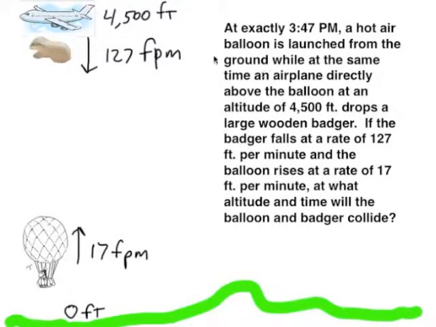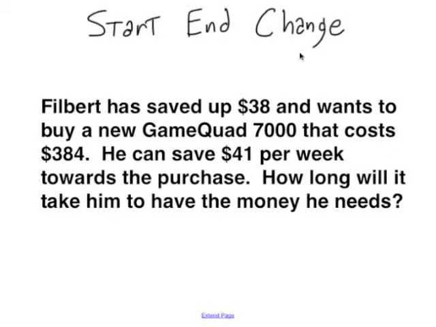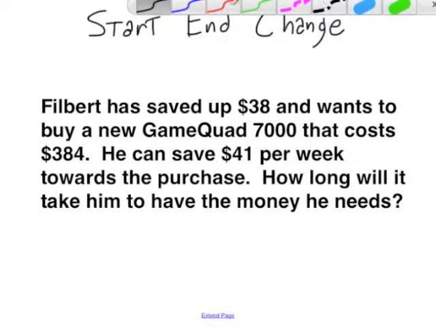All right, let's take a look at this balloon and badger problem. But first, what I want to do is show how we got to this point. So, the concept and skill we're studying here is what I call start and change problems. And they come up all the time in all different kinds of contexts.